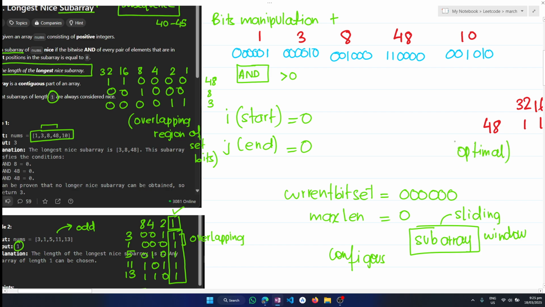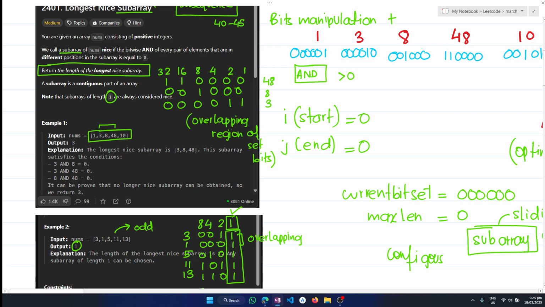But before we talk about the optimal approach, let's first consider what the brute force approach is going to be. The brute force approach is as simple as that: I'm going to calculate each and every subarray. So 1, 1 3, 1 3 8, 1 3 8 48, 1 3 8 48 10, and so on and so forth. These are just 5 of the possible subarrays that I have.